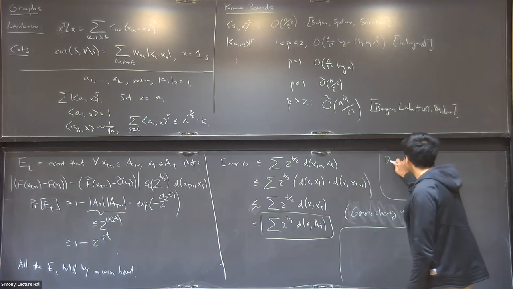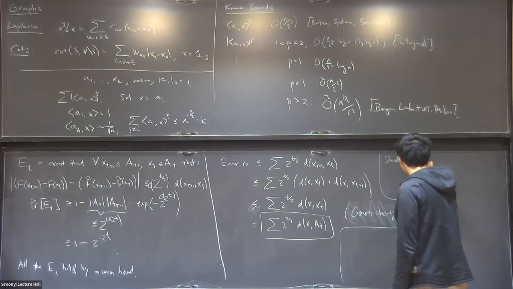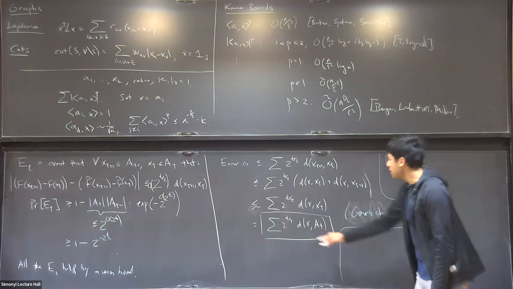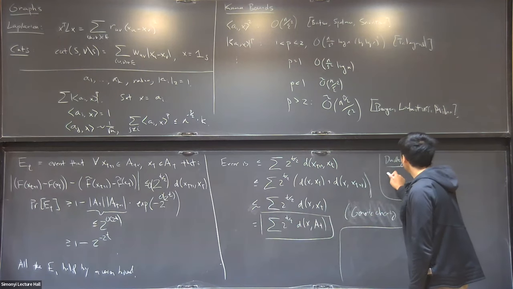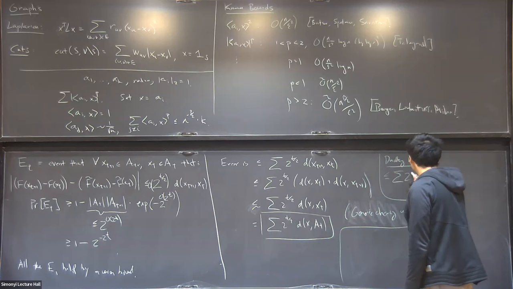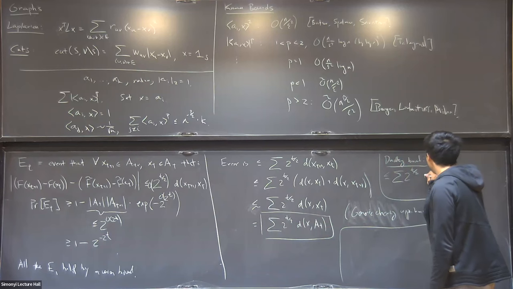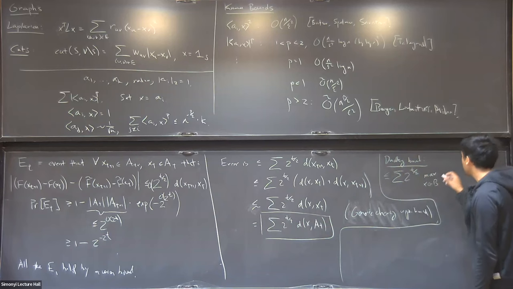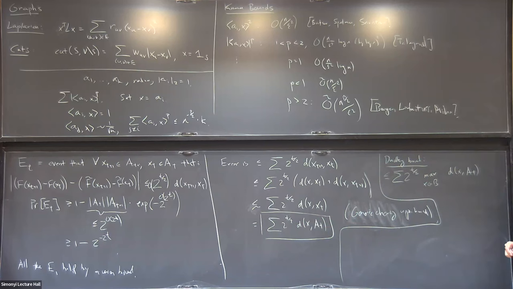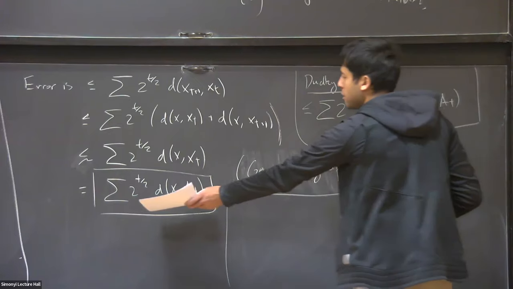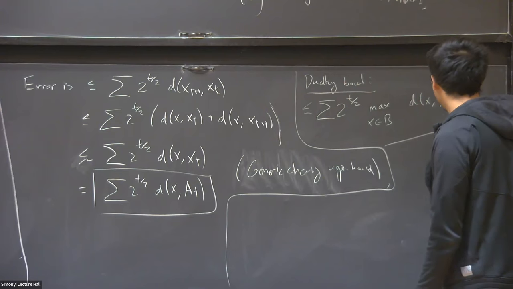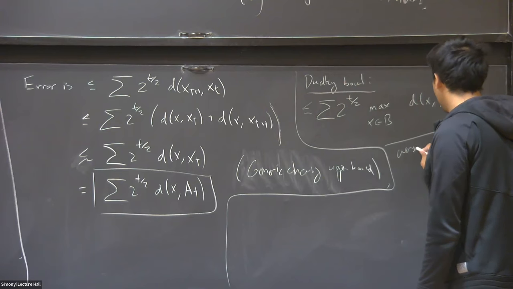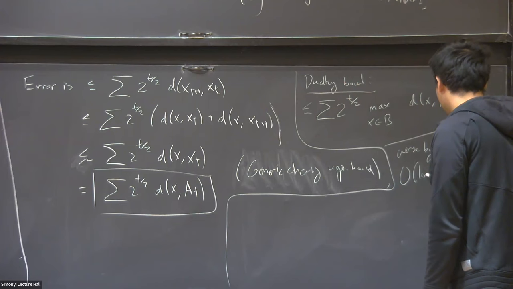And the thing I said earlier about the Dudley bound: instead of bounding this expression, you bound it as at most the sum of 2^(t/2) times the max over x in B of the distance from x to A_t. I move the max to the inside, basically. And this is called the Dudley bound. And in general, the Dudley bound can be worse than this bound. It can be worse by basically a log n factor.